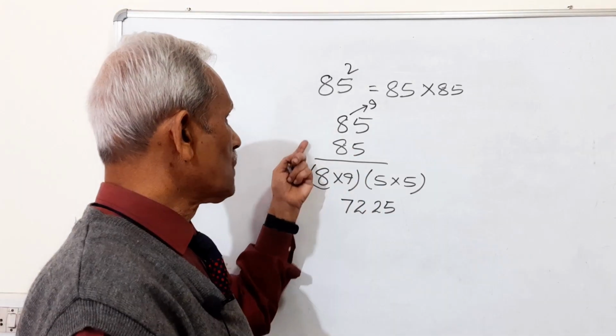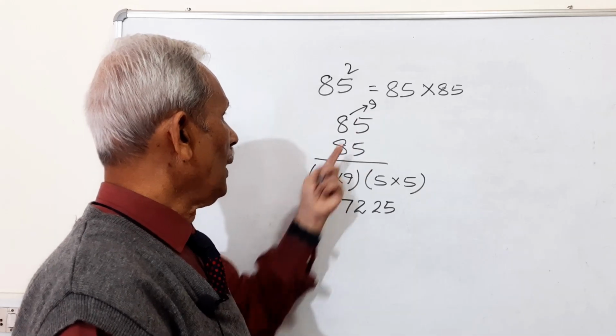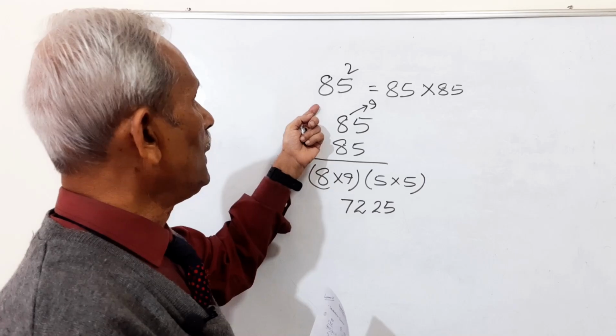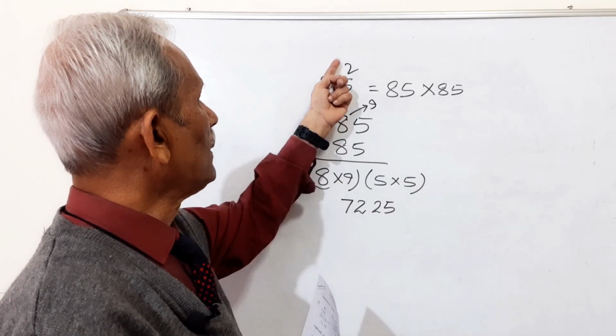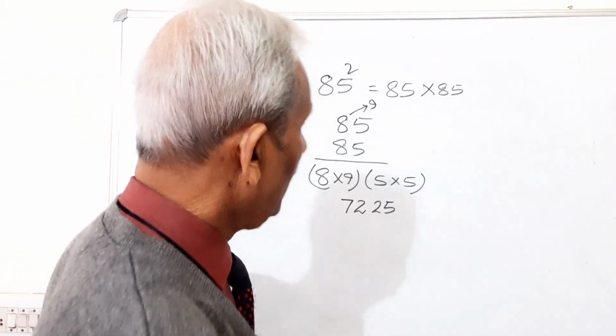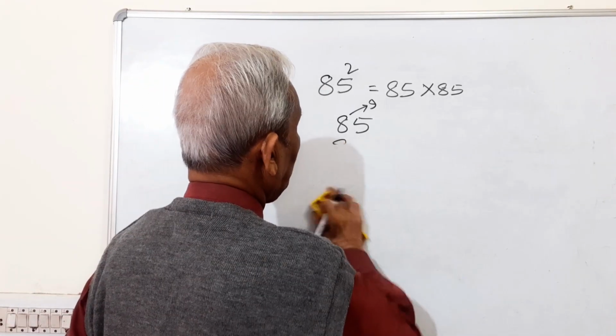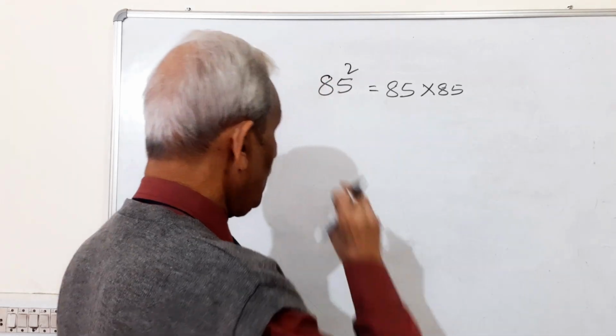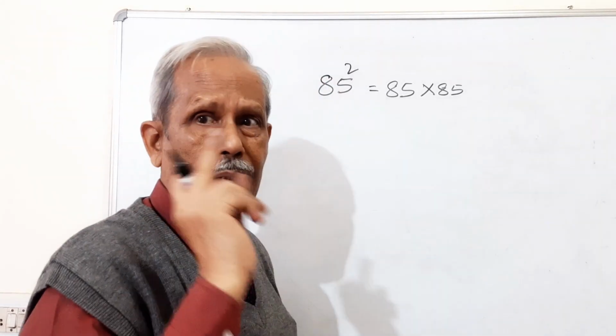Okay, we have done it very simply. 8 into 9 is 72, 5 into 5 is 25. So the square is 7225. The moment you see 85, you will say 8 nines are 72, 5 fives are 25, that is 7225. That is the square of 85. It's very simple, very easy, but you have to only observe what the number is.